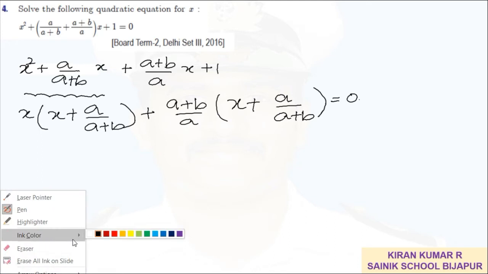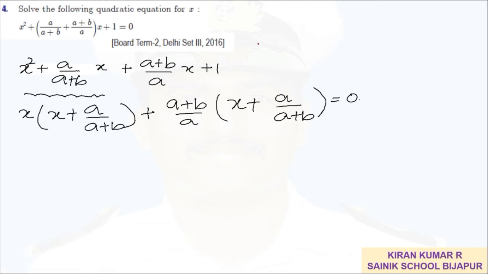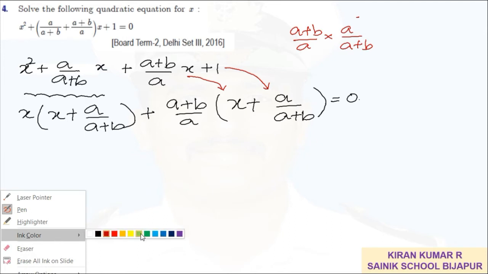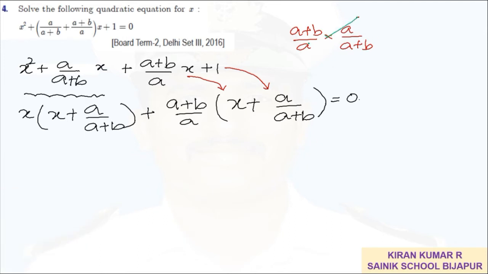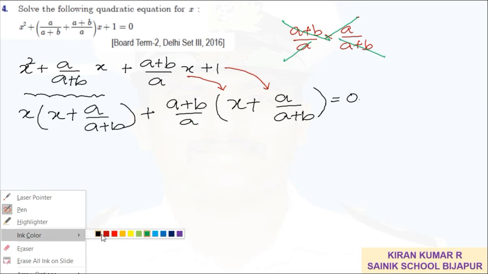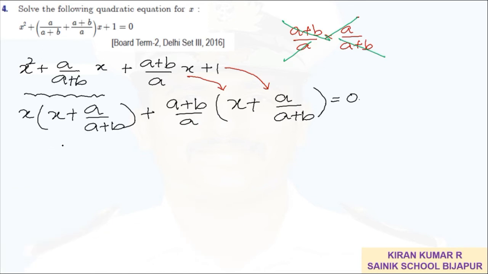Let me change the color and show you. If you multiply this, you'll get this term upon multiplication. If this is multiplied to this, you'll be getting 1, because a plus b by a multiplied to a by a plus b, both the numerator and the denominator, they get cancelled. You'll be getting 1. Look at this, a and a will get cancelled, a plus b and a plus b will get cancelled, it will become 1. So this is a very important and crucial step. Now it becomes very easy.